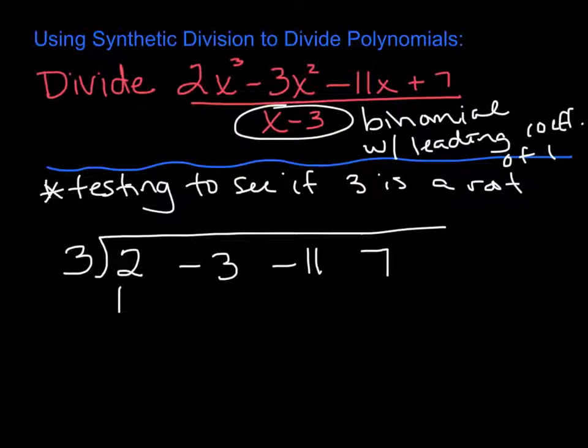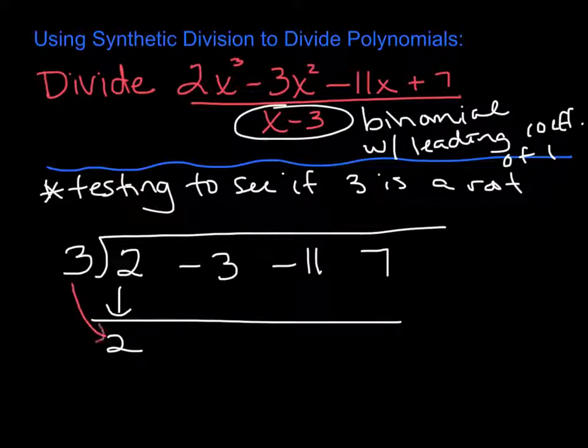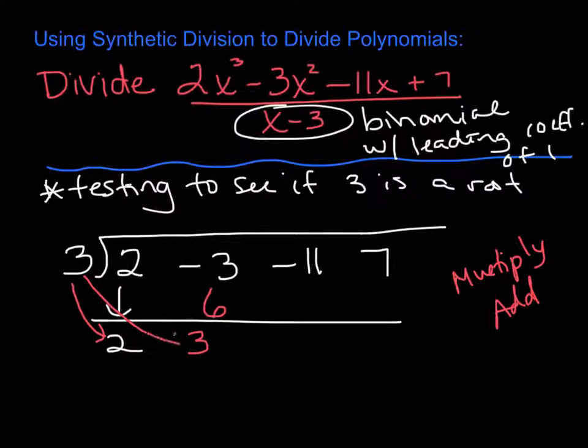The first thing I do is I bring down the 2. I draw a line here, I bring down my 2. Then I multiply the 3 and the 2 to get 6, and I put it here, and then I add. Each time I multiply, and then add down. Then I multiply these, and I add down. And then I multiply, and I add down. And if you look at it, that's the same remainder I got before.